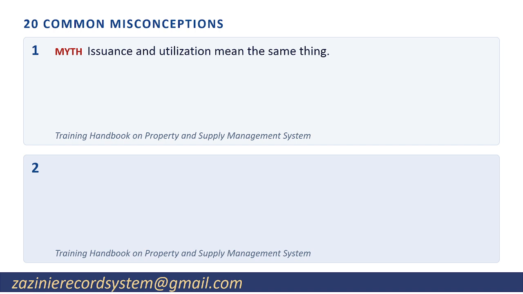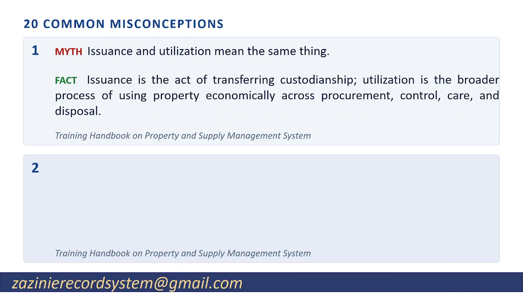20 Common Misconceptions. Number 1. Myth. Issuance and utilization mean the same thing. Fact. Issuance is the act of transferring custodianship. Utilization is the broader process of using property economically across procurement, control, care, and disposal.